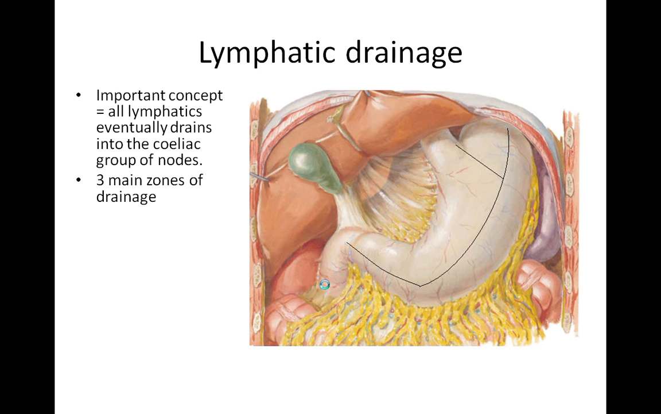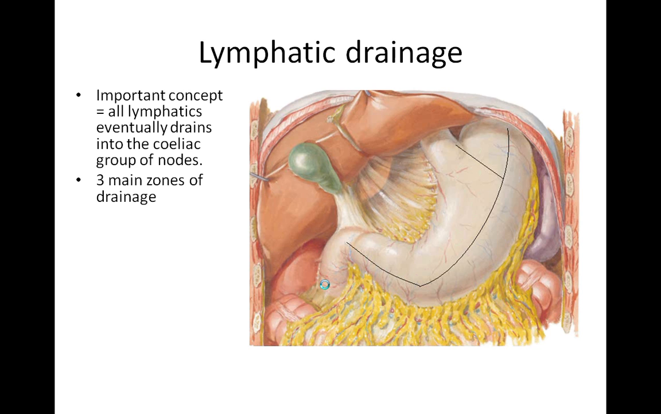The next thing we need to consider is lymphatic drainage. The important thing to remember here is all lymphatics from the stomach eventually drain into the celiac group of preaortic nodes. However, there are three main zones of drainage which divert lymphatics to different intermediary nodes before it reaches the celiac nodes.